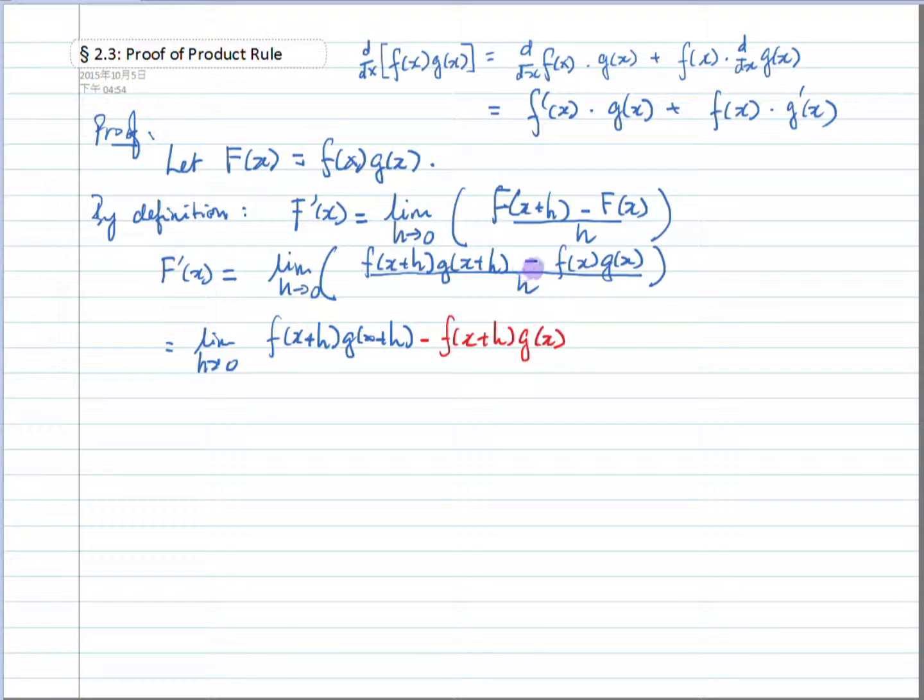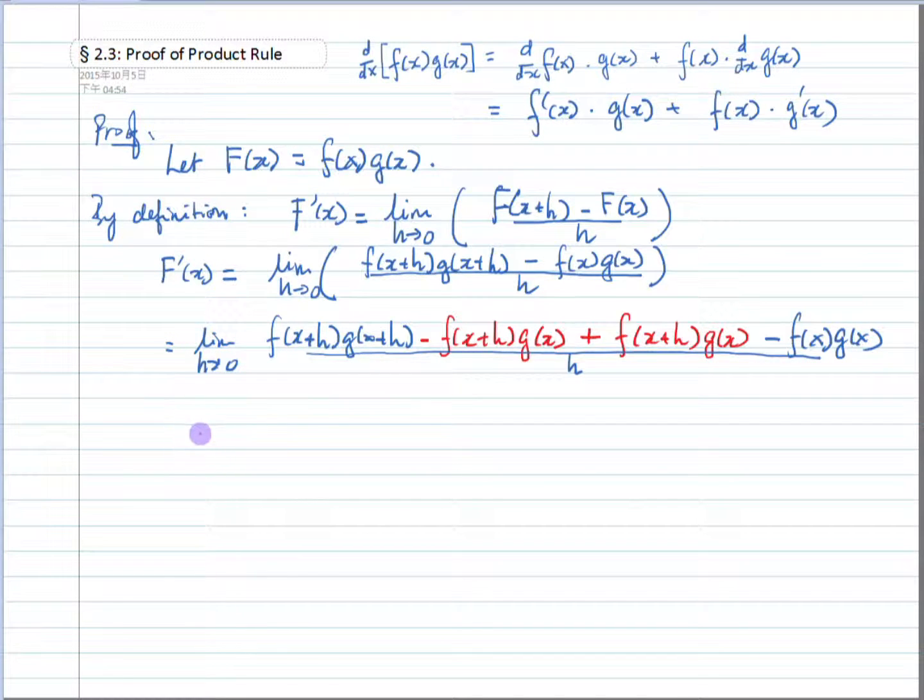But since this term wasn't originally there, we're going to take it back. Plus f of x plus h times g of x. Right, so we haven't changed anything. We just minus this and plus this. The two will cancel. Finally, we have the original second term, this one, right? And the whole thing has to be divided by h.